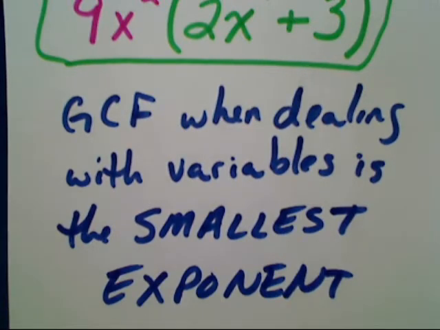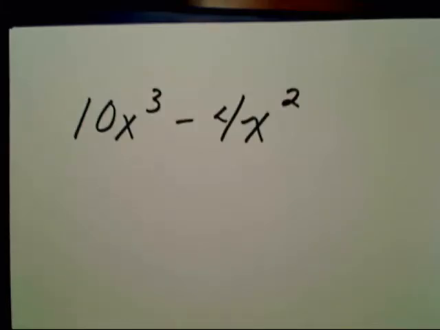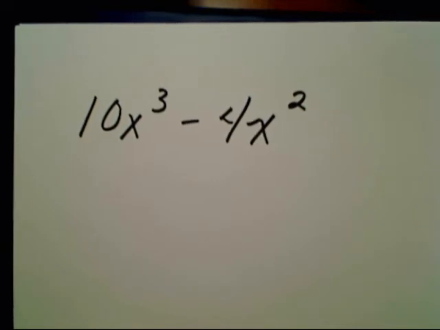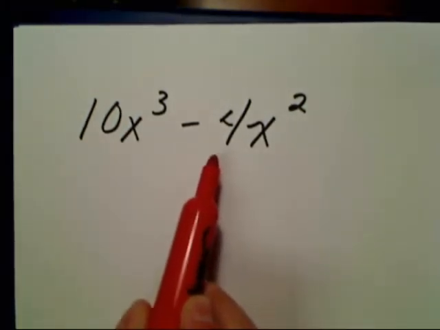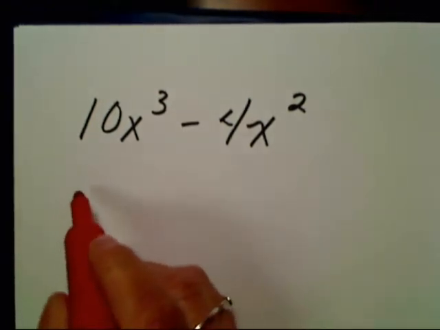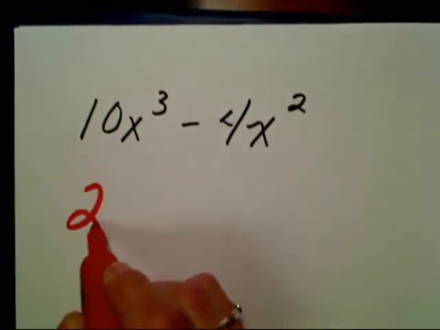Okay? Let's do another example. In this example, we have two terms, 10x cubed minus 4x squared. The greatest number that goes into both of those, I always break them apart. I look at my numbers separately, then my variables. My numbers are 10 and 4. Those are both even numbers, and so the greatest common factor is 2.